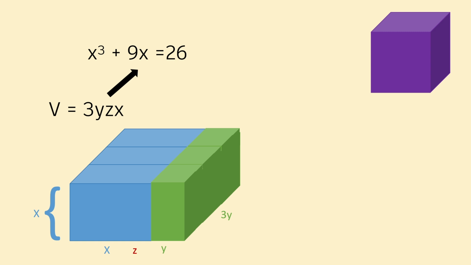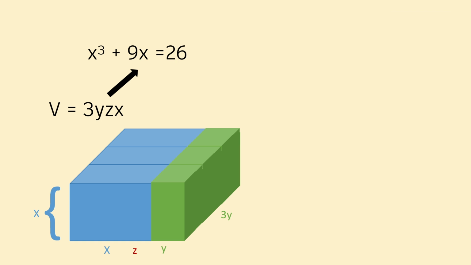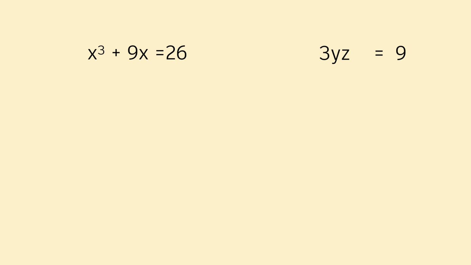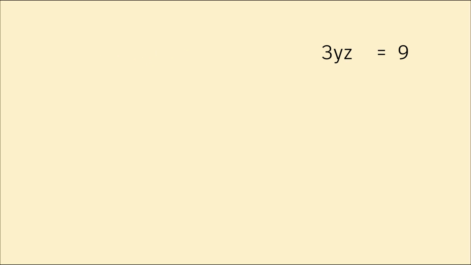But Tartaglia saw that the volume can perfectly represent the 9x in our cubic equation if the base of the rectangular cube was equal to 9. So he says 3yz equals 9. But we still have the smaller cube missing, so we add y cubed to both sides of the equation to maintain balance.